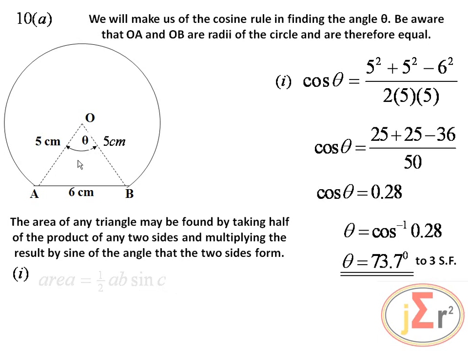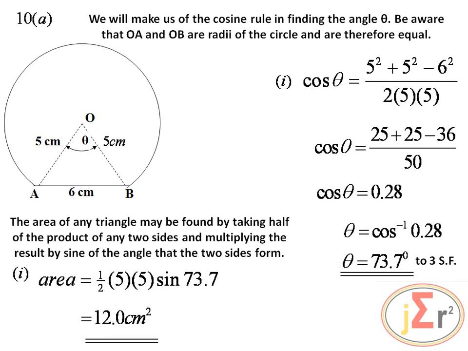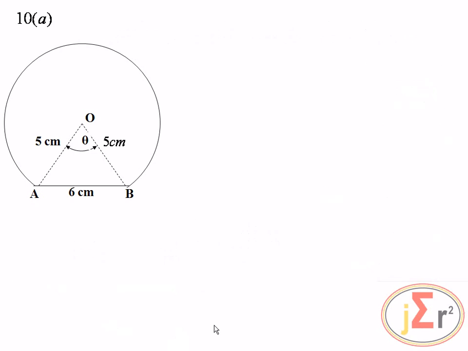Throw those in, and what comes out is the area of the triangle that we find to be 12 centimeters squared, and we are writing that correct to 3 significant figures as requested in the statement of the problem.